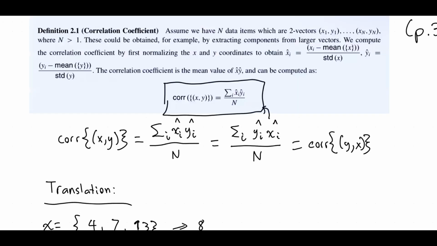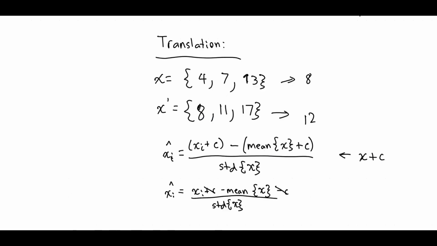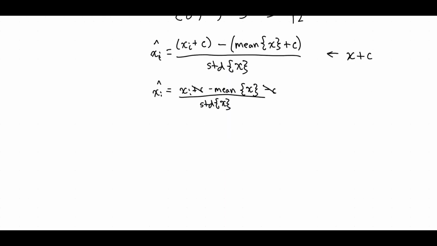So now we can see that whether we translate x or we translate y, and that'll be a symmetric argument, we notice that the correlation coefficient won't change since our standardized coordinate won't change. So that goes about proving translation. Let's check out scaling and how that affects it.